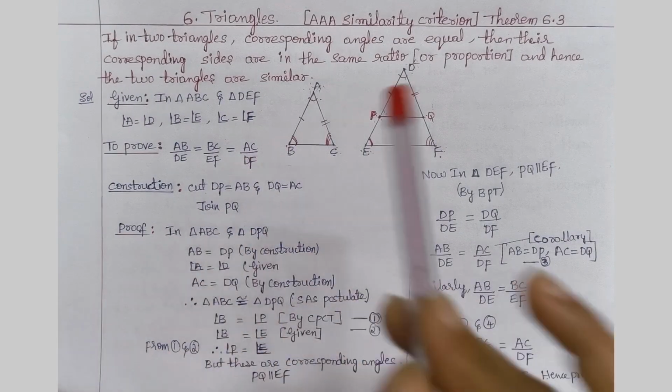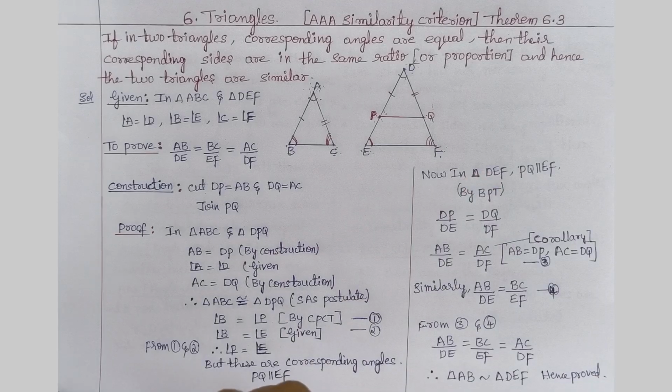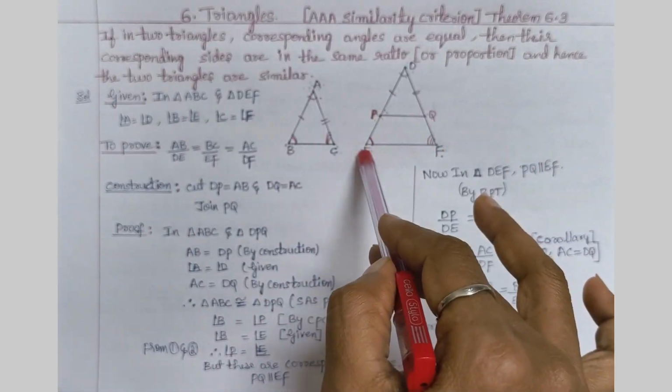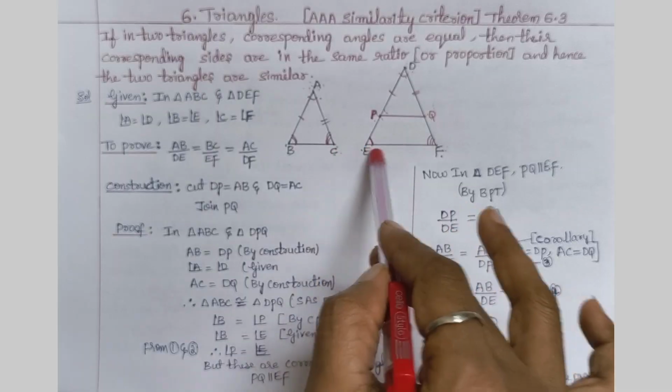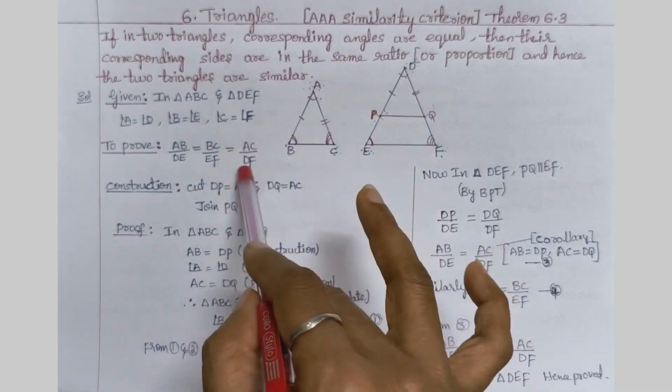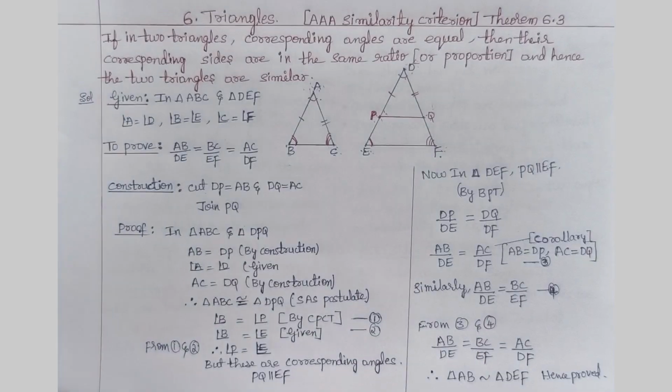What we have to prove? Their corresponding sides are proportional. Write it: AB by DE equal to BC by EF, equal to AC by DF. This is what we have to prove.